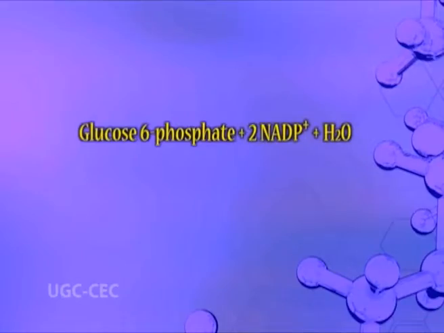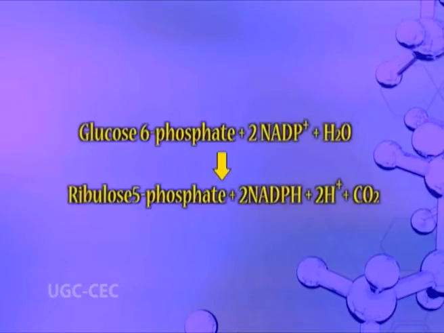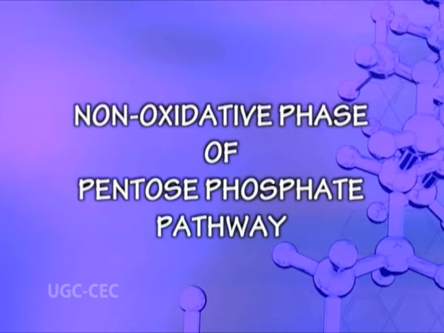The overall reaction for this process is glucose 6-phosphate plus 2 molecules of NADP plus water reacts to give ribulose 5-phosphate plus 2 molecules of NADPH plus 2 molecules of proton ion and carbon dioxide. The non-oxidative phase of pentose phosphate pathway.